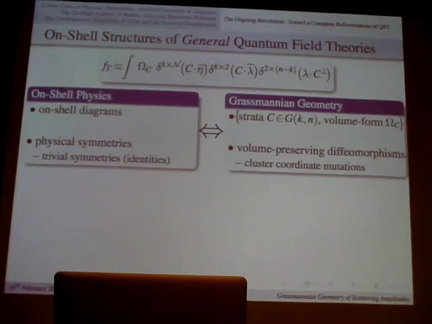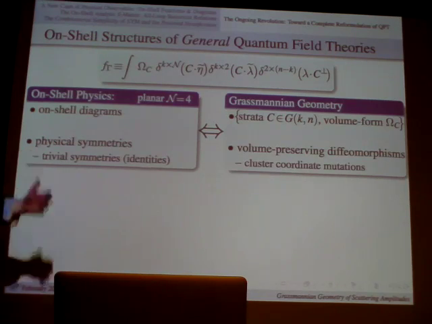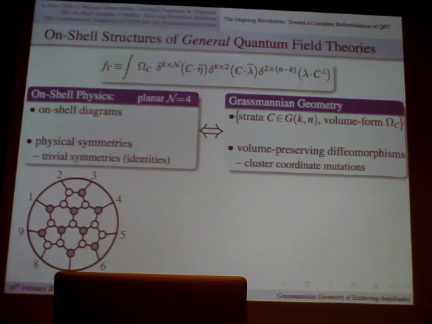And then there are the non-trivial ones that don't leave the measure trivially invariant. They shift the coordinates, and those correspond to symmetries of the theory, like the Yangian. So in planar N equals 4, we basically know everything. The on-shell physics are described by two-colored graphs without any arrows or anything like that. So they're undirected graphs in the plane, and planar. So this is the kind of set of functions we care about.